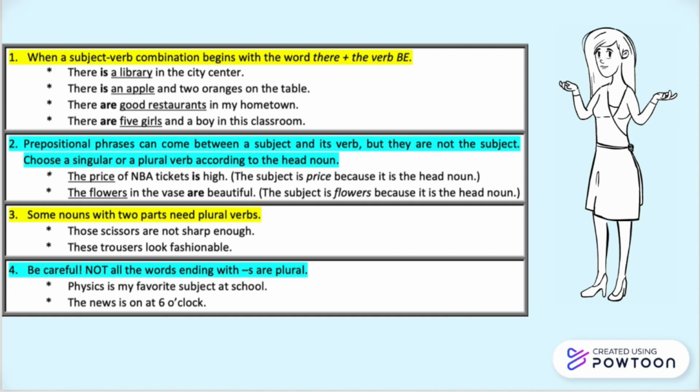The third important point is that some nouns with 2 parts need plural verbs. For example, those scissors are not sharp enough, or these trousers look fashionable. Here, scissors and trousers have 2 parts and we need to use plural verbs with these nouns.